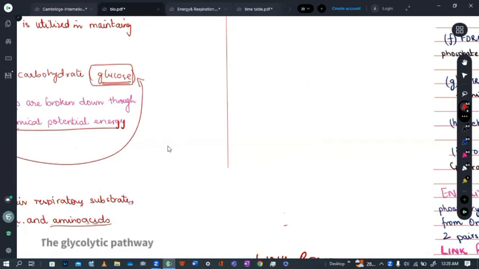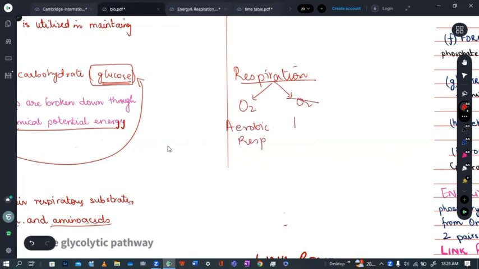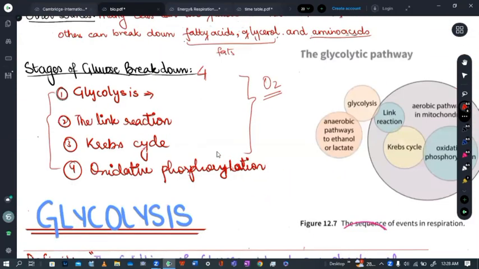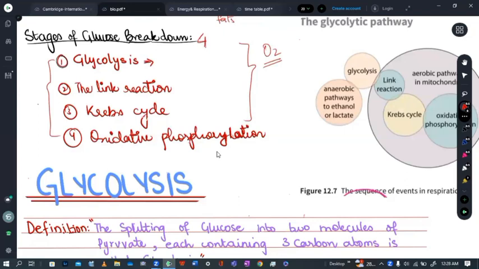Respiration is usually of two types, depending on the availability of oxygen. If the respiration occurs in the presence of oxygen, it is termed aerobic respiration. If it occurs in the absence of oxygen, it is called anaerobic respiration. The 4 stages I discussed here are all parts of aerobic respiration. The first one is glycolysis, then we have the link reaction, the Krebs cycle, and the last one, oxidative phosphorylation. When the products formed in these processes enter oxidative phosphorylation, aerobic respiration ends there.